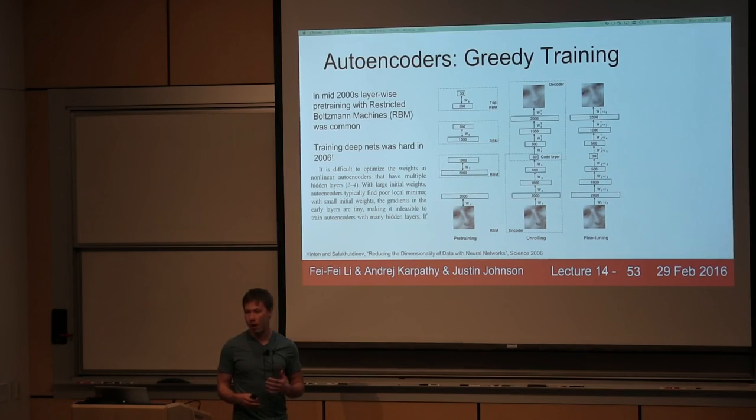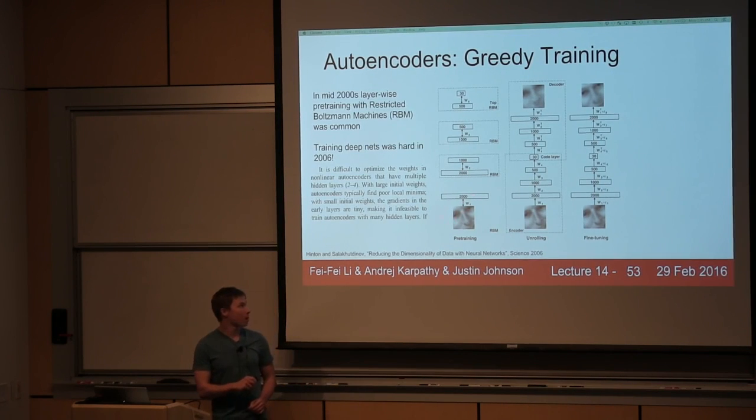So to get around that problem, they instead had this paradigm where they would try to train just one layer at a time. And they used this thing that I don't want to get too much into called a restricted Boltzmann machine, which is a type of graphical model. And they would use these restricted Boltzmann machines to kind of train these little layers one at a time.